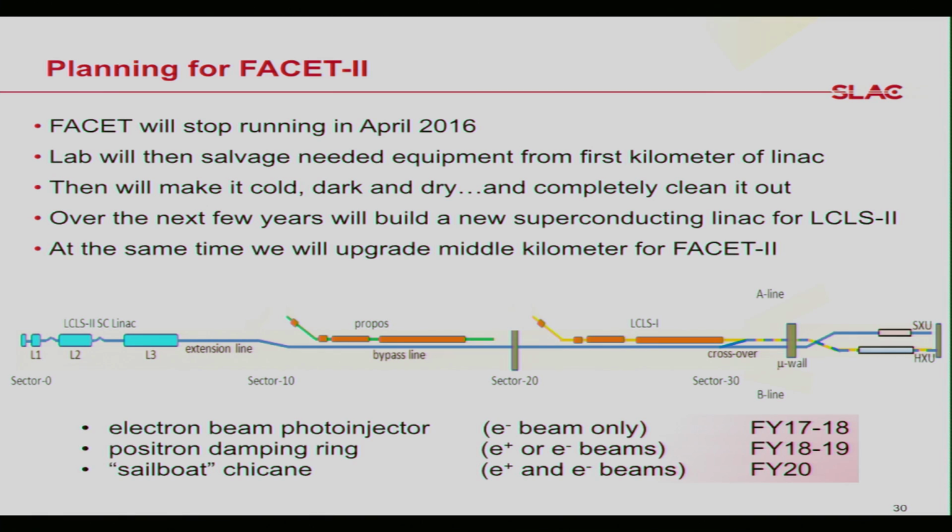And this is the time frame. This is all going to happen over roughly the next 5 years at the lab. So the accelerator that you see now is going to look completely different in about 5 years from now.